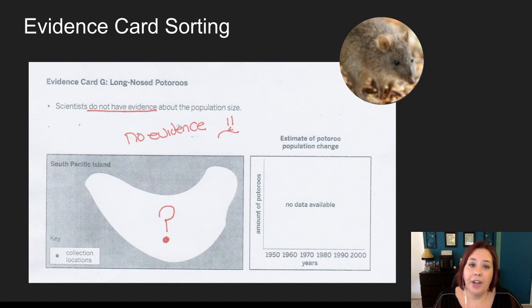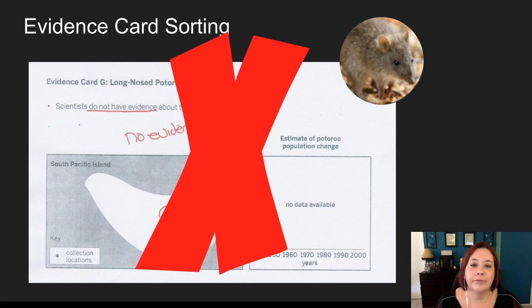Our next evidence card, G, the long-nosed potoroos. Once again, no evidence. We don't know if the population increased, we don't know if it decreased, we don't know if it stayed stable. So this piece of evidence doesn't support any of our claims. We're going to do the same thing with it. We're going to throw it out just like we threw out the mushrooms.